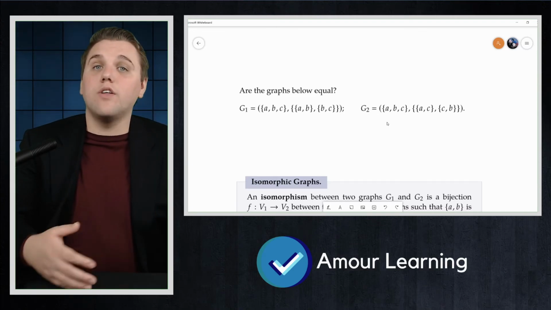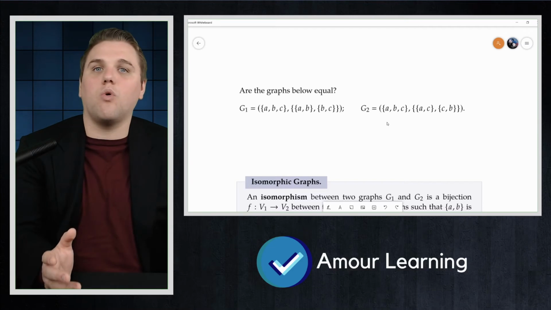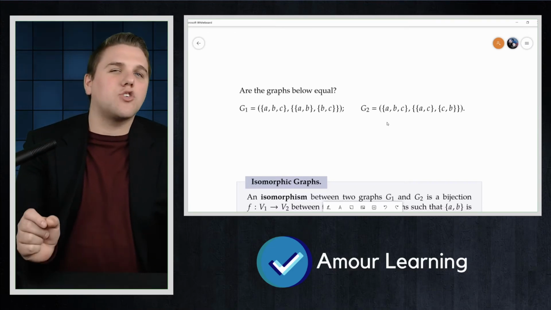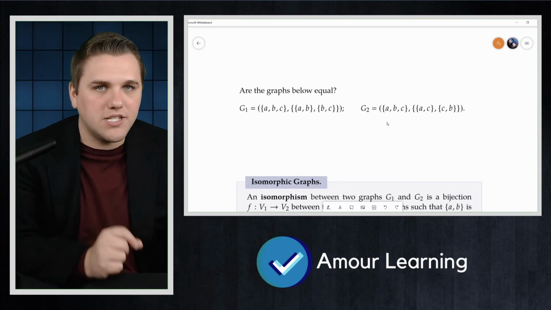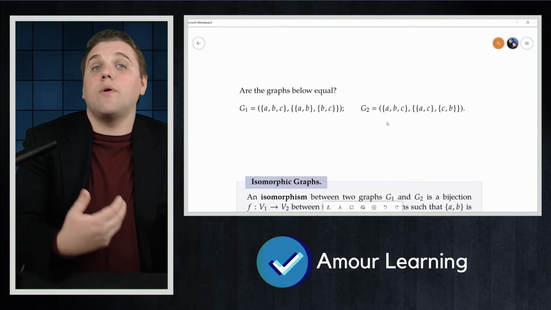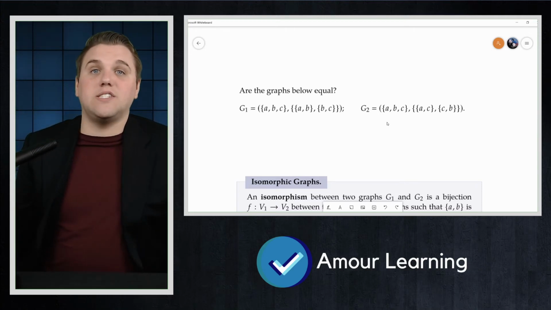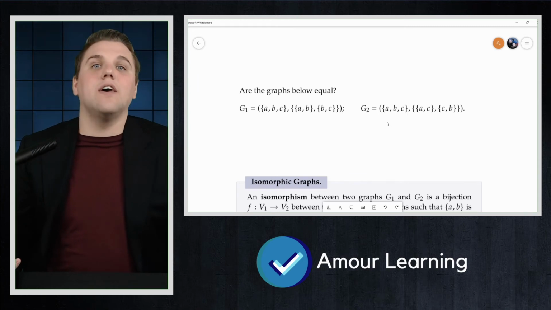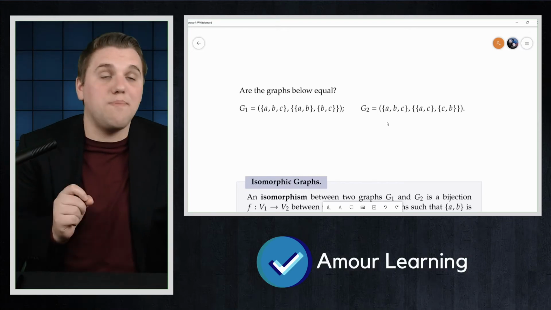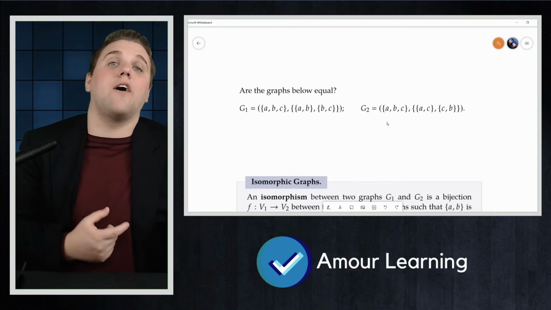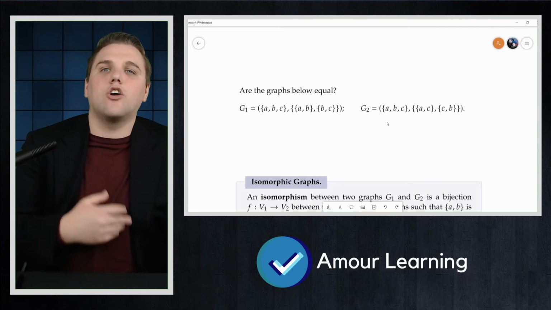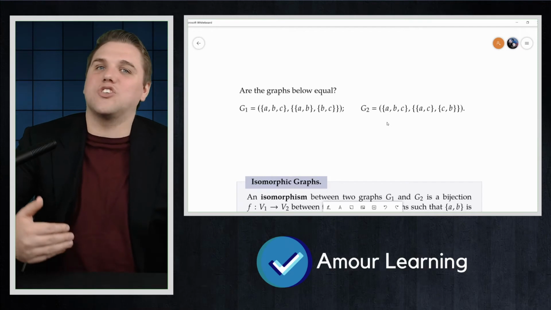So no, here the vertex sets of each graph are equal, which is a good start. And also both graphs have two edges, but in the first graph, we have edges AB and BC, while in the second graph, we have edges AC and CB. Now we do have that BC is the same as CB, so that's not the problem. The issue is that AB is not in the second graph, which has AC, since the edge sets of the two graphs are not equal, as sets at least. The graphs are not equal as graphs.